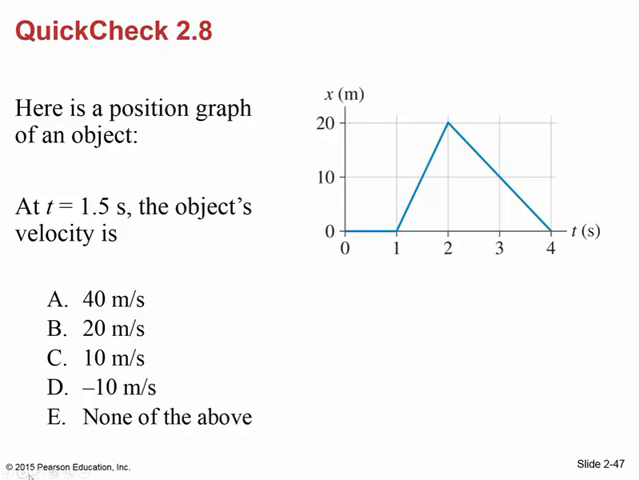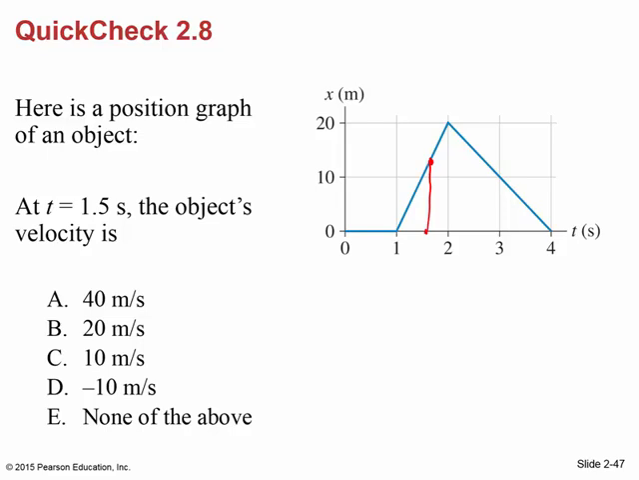Let's move on. You can read that in your text. All right, here is a position graph of an object. At time 1.5 seconds, the object's velocity is what? Well, let's read it. Here's 1.5. Go up and read it right here.